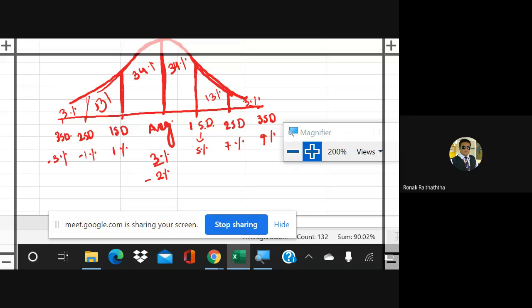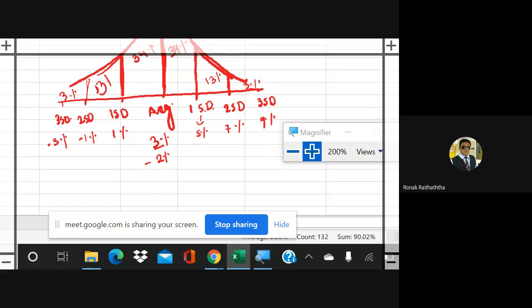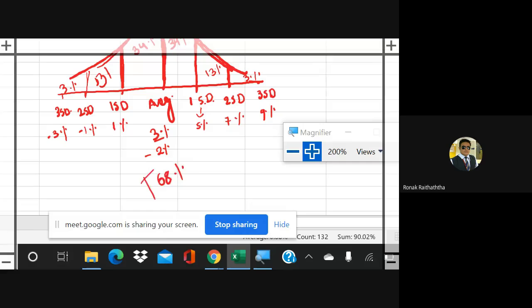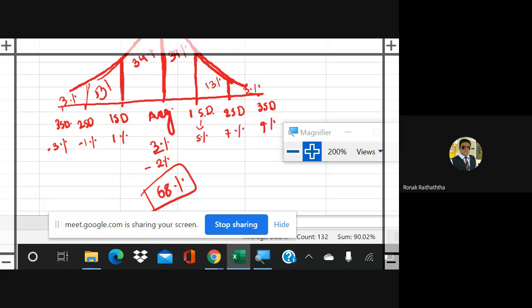So how do you interpret this? The interpretation of the data would be like this: within one standard deviation from the average, either on the negative side or the positive side, you will have a 68% probability of the return falling there. Why 68%? 34 plus 34. So 68% of the returns will fall within one standard deviation from the average, either on the negative side or the positive side. Have you got it? Yes or no? Give me a confirmation. Yes, beta. Yes, sir.